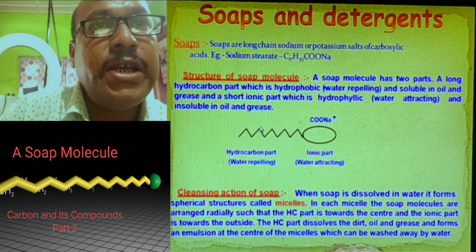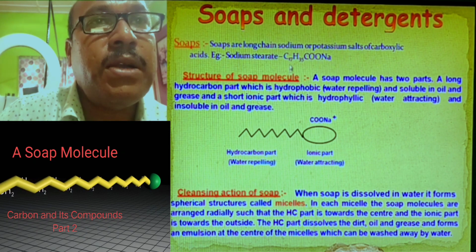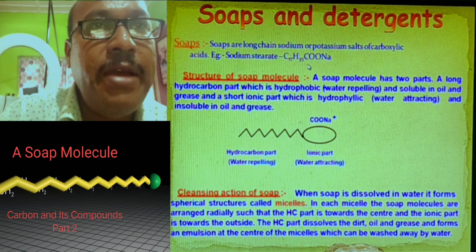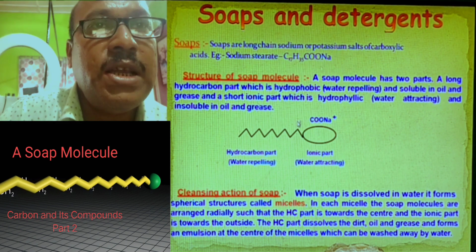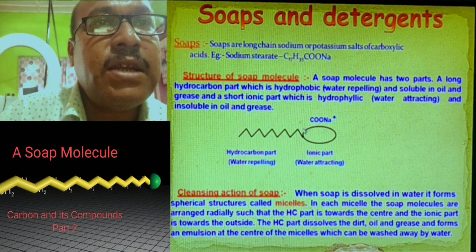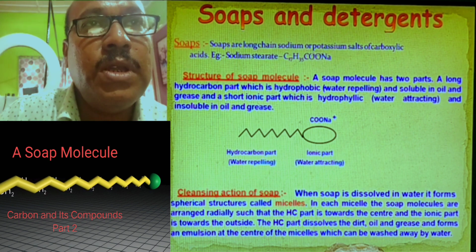This is the long chain, you can say zigzag, that part you can see. This is the long carbon chain, the hydrocarbon part. Carbon 17, hydrogen 35, then carbon, oxygen. So up to oxygen, this is a very long part. And this round part is the sodium attached to COO.